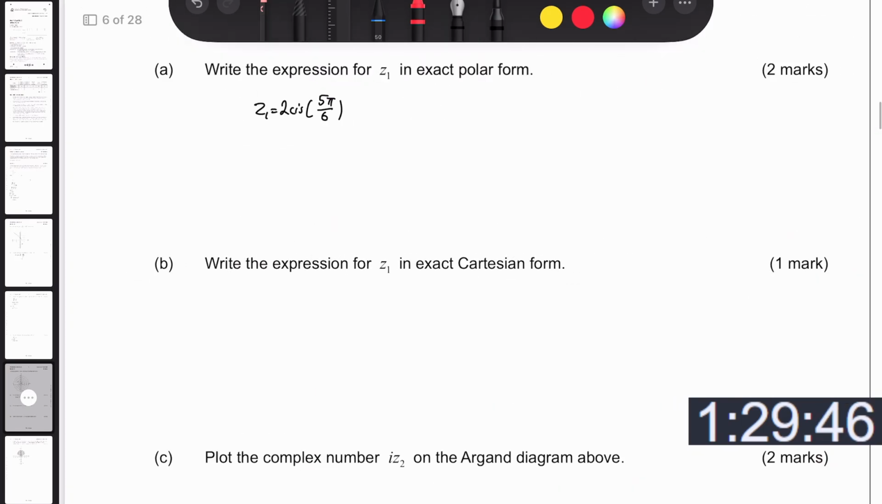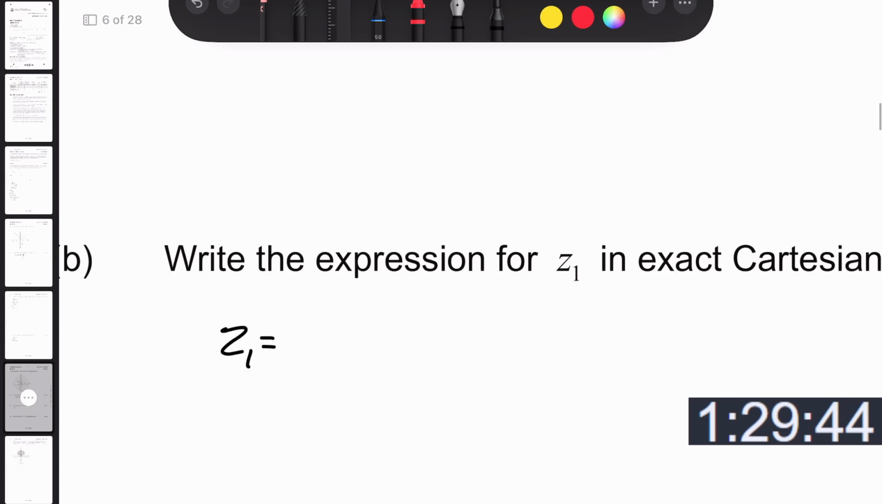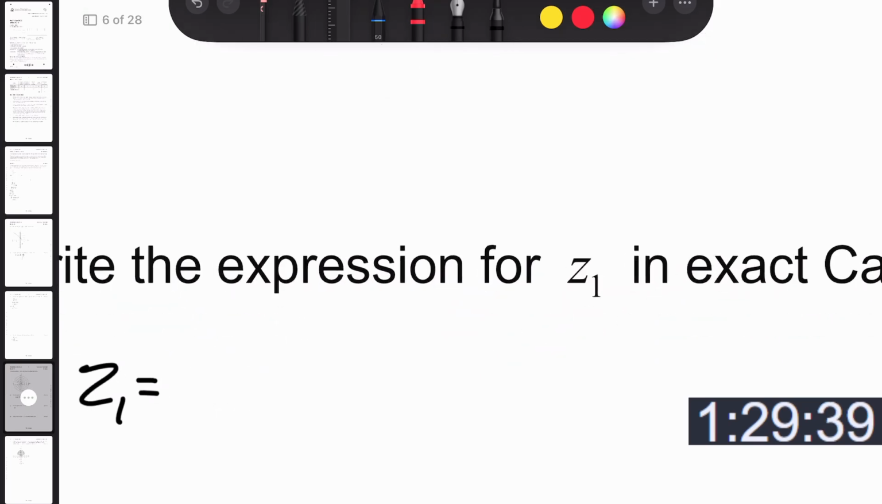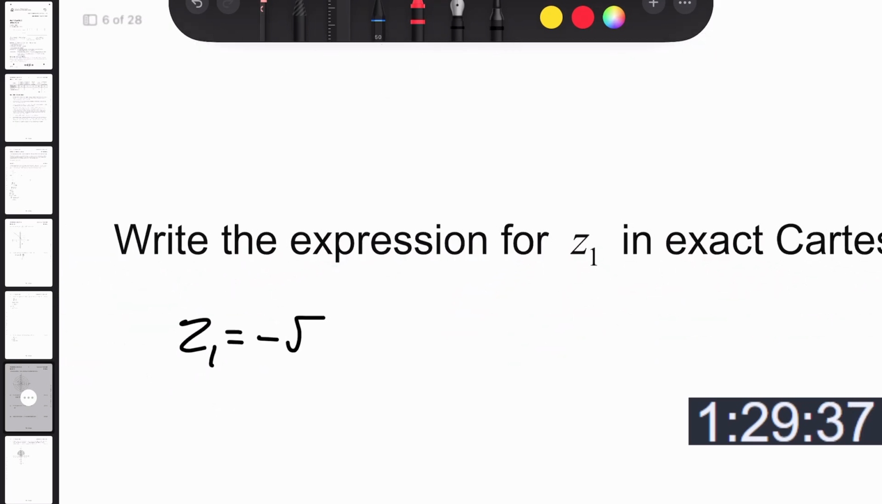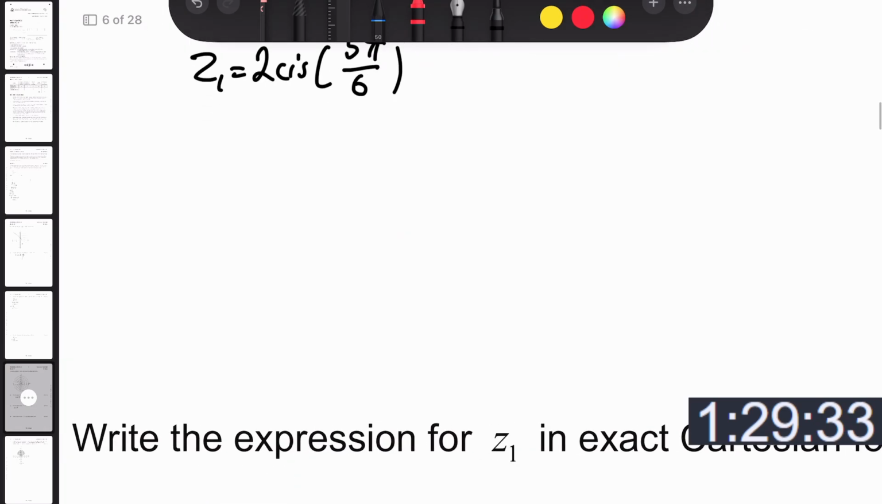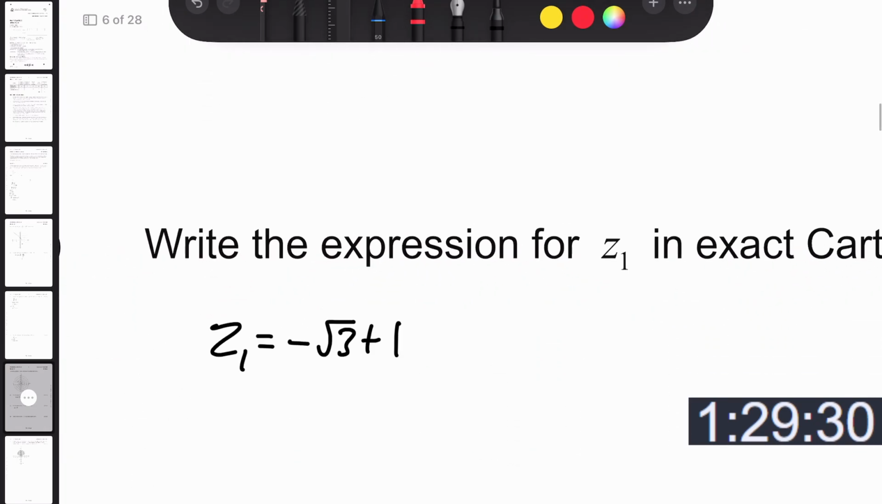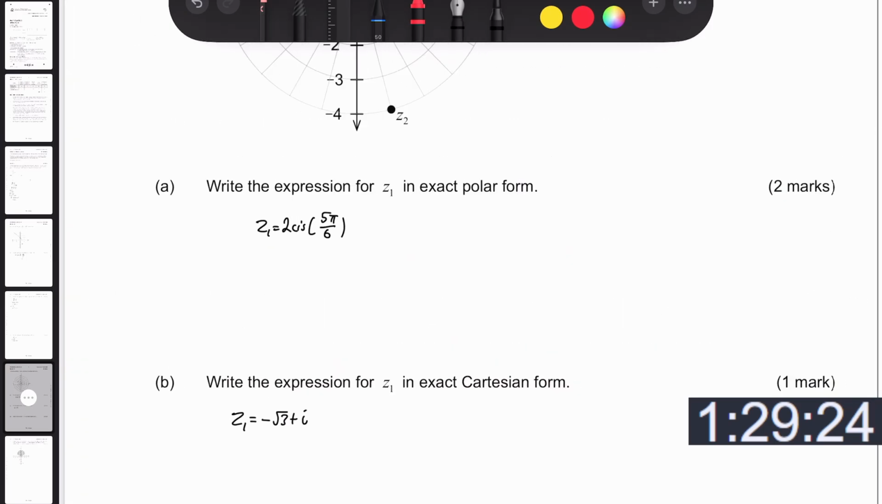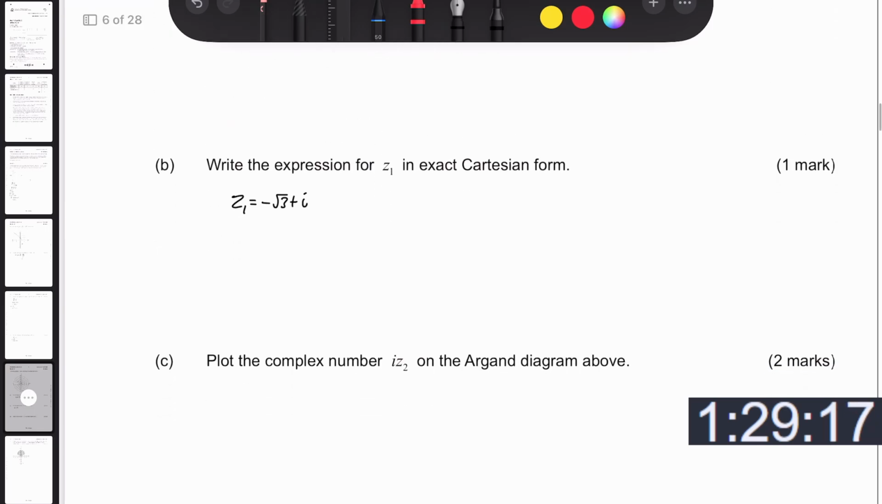Next, write an expression for z1 in exact Cartesian form. So z1 is going to equal 2 cis of 5 pi on 6, so negative square root of 3 plus, 2 is 30, so 1i. So negative root 3 plus i. Let me see if that is correct. 2 cis of 5 pi divided by 6 on my calculator. Yep, so negative square root of 3 plus i.